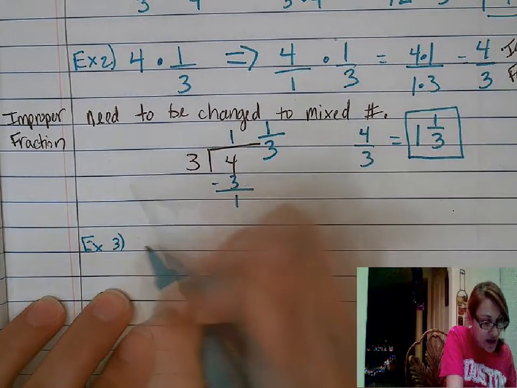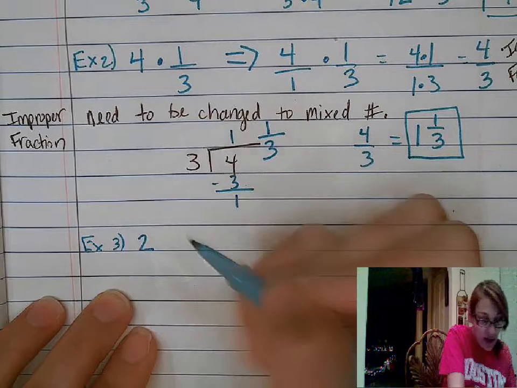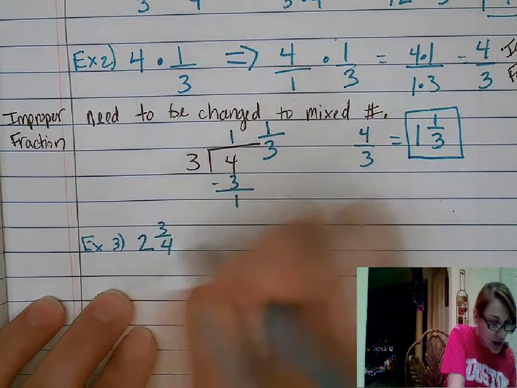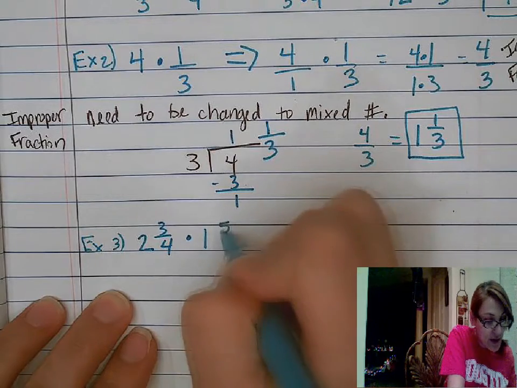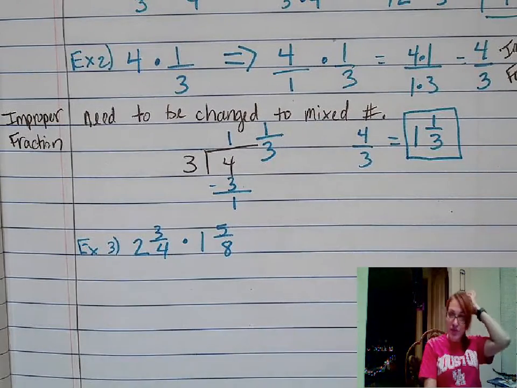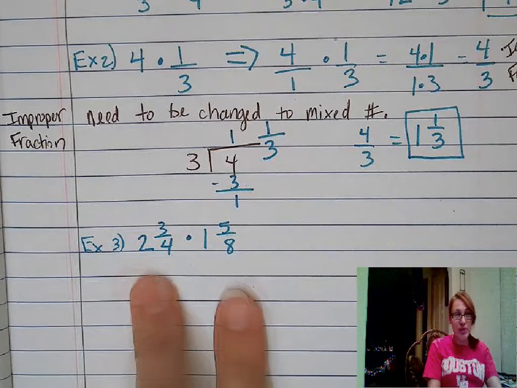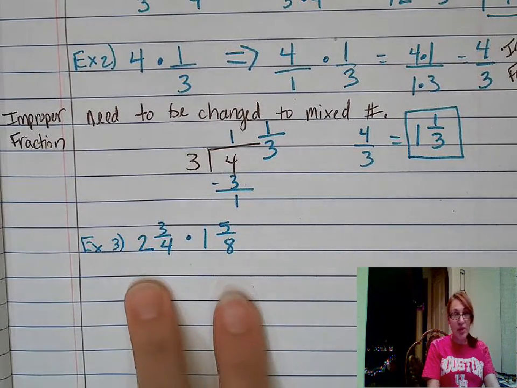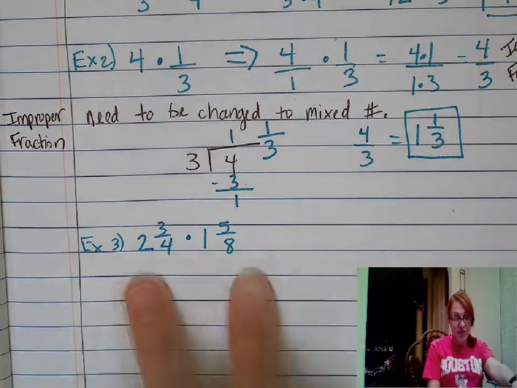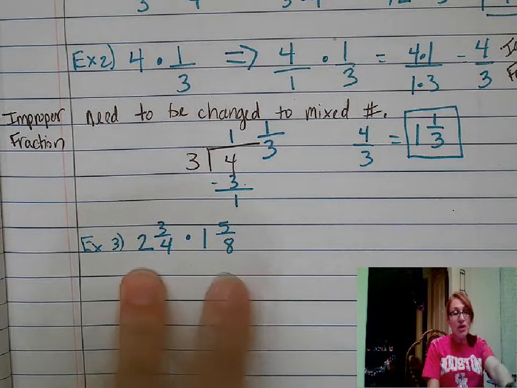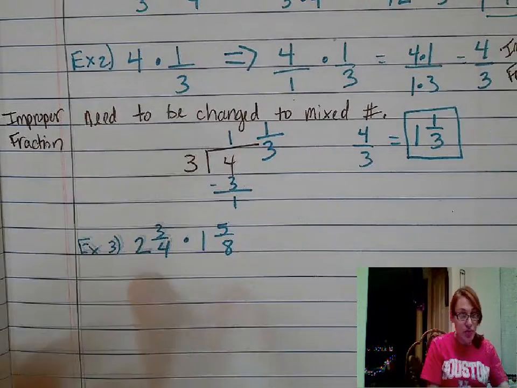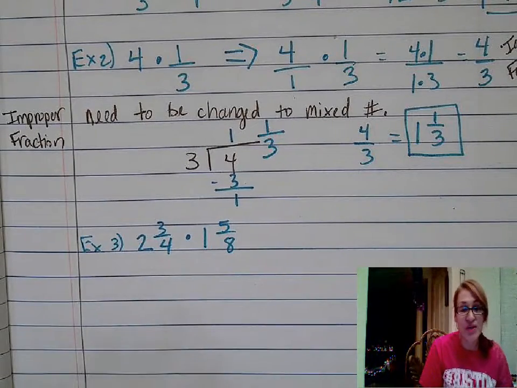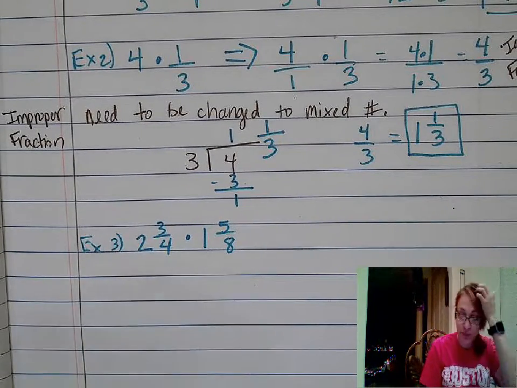Alright, so let's take a look at 2 3/4 and multiply 1 5/8. Okay, so we have two mixed numbers, right? So before we can multiply these fractions or these mixed numbers, you don't want to multiply them that way, and a lot of you guys will want to do that, but you can't do that. You have to change those mixed numbers into an improper fraction.